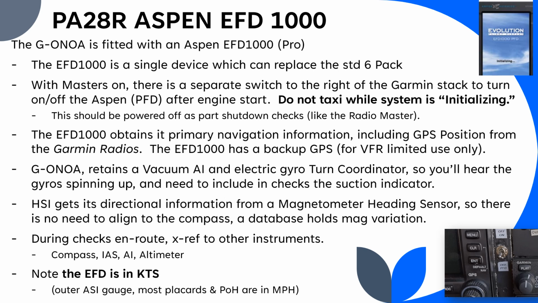The HSI gets its directional information from the magnetometer discussed earlier, so there's no need to align the compass, and there's a database that holds the magnetic variation. During en route checks, always cross-reference to other instruments, such as the compass, the IAS and the altimeter, to ensure the PFD is displaying the correct information. One thing to note is the EFD is in knots, whereas the ASI outer gauge, most placards, and the Pilot Operating Handbook are all in MPH.